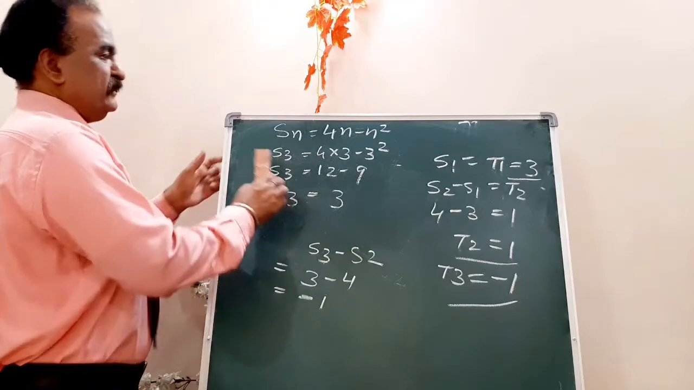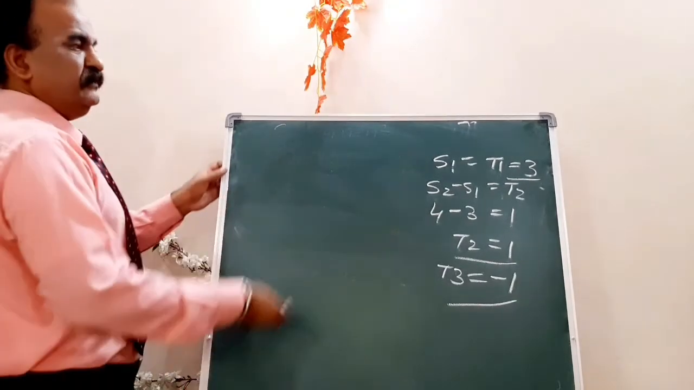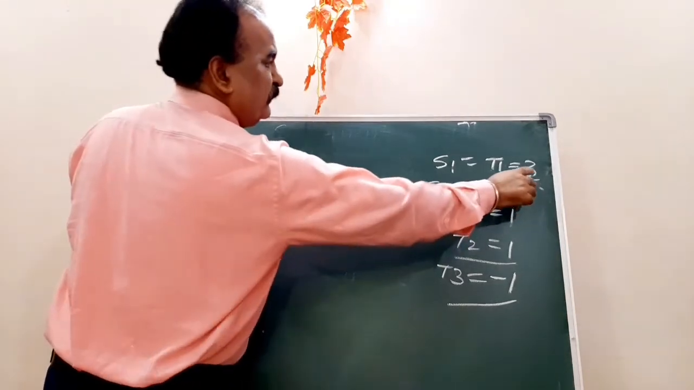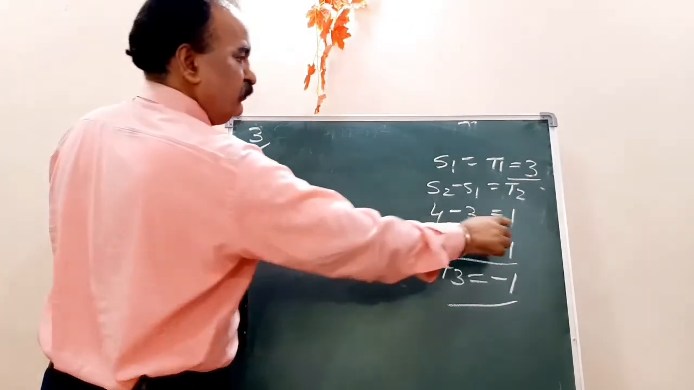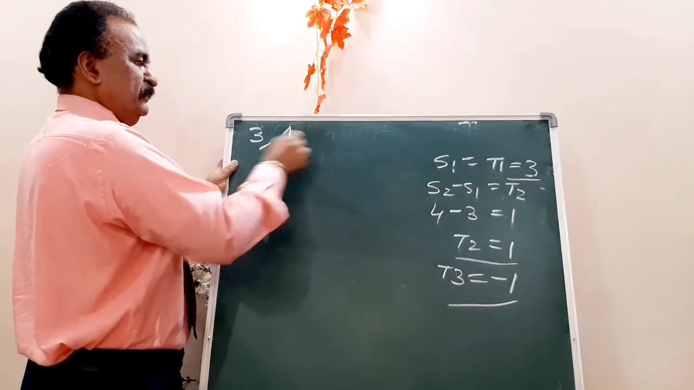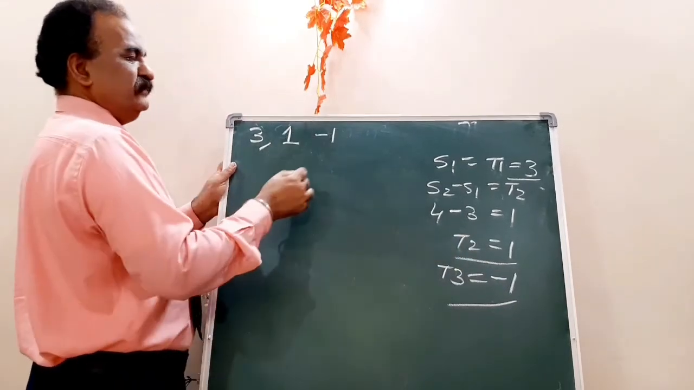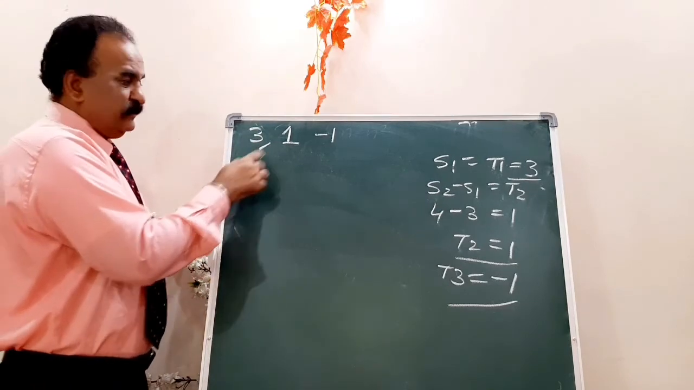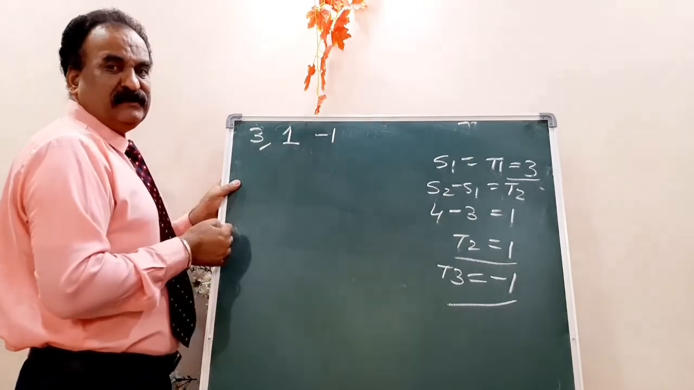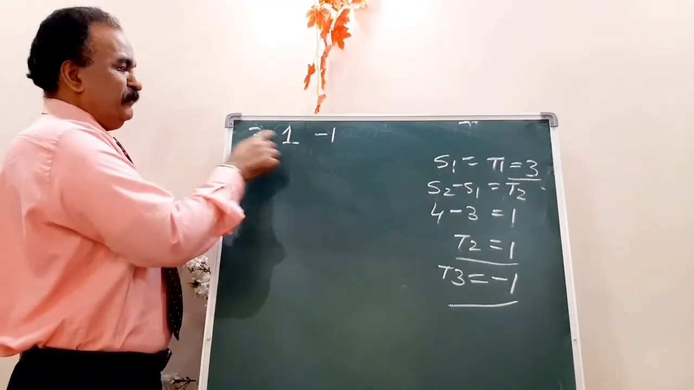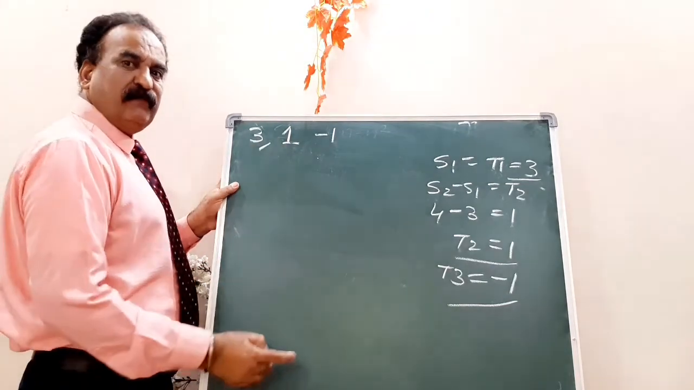Now see the AP. First term T1, you got here, T1 is 3. T2 you got here, 1. T3 is minus 1. So the first term will be 3, the second term will be 1, T3 will be minus 1. See, the common difference is the same. 1 minus 3 is minus 2. Minus 1 and 1 minus 2, also minus 2.